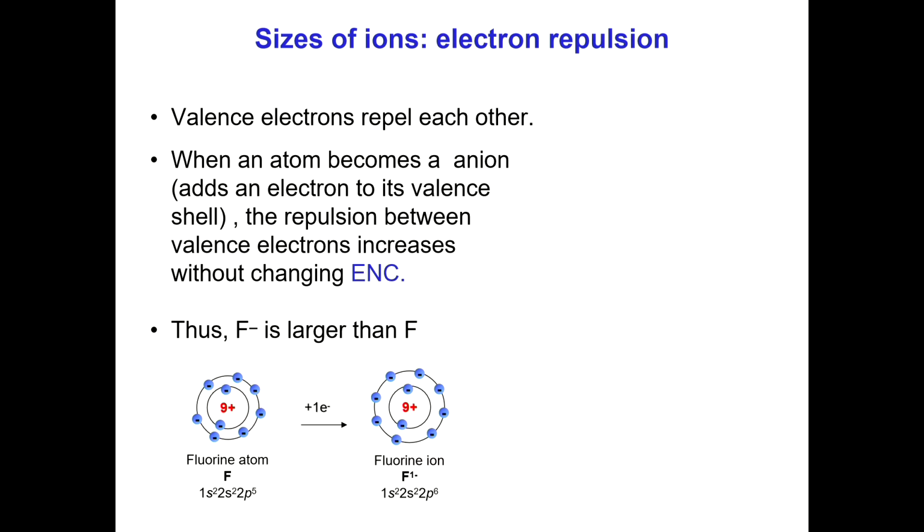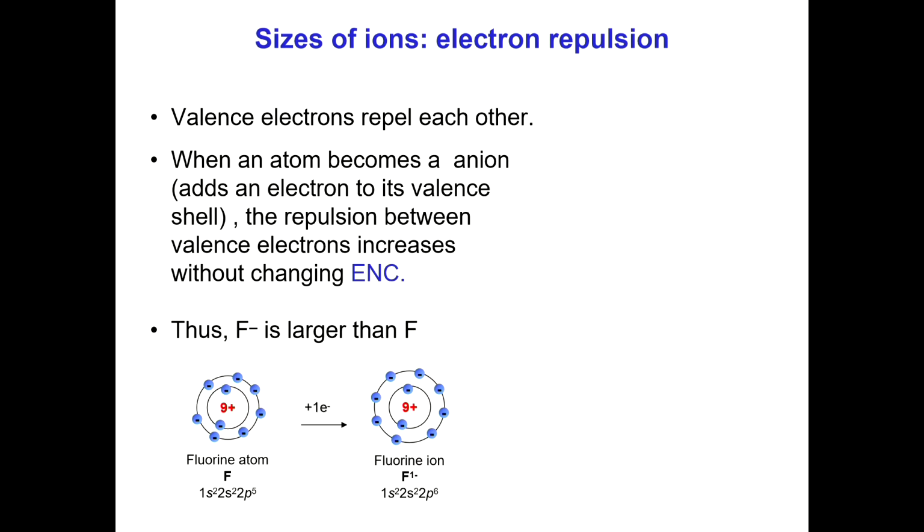But here, does the ENC number change or not? Yeah, the ENC number doesn't change. For example, in this case, what is the ENC number for the valence? 7. It means 9 minus 2, right? So it's 7. 7 we know is large, right? So this is why the fluorine atom is very small.